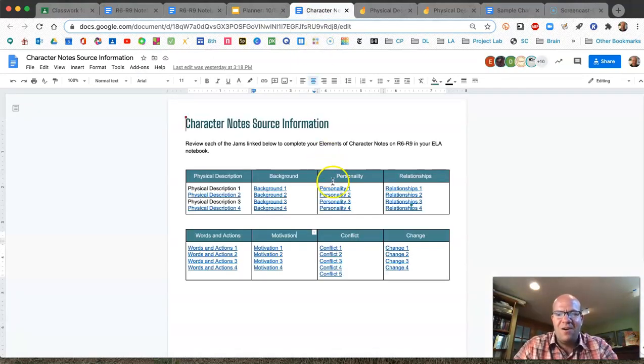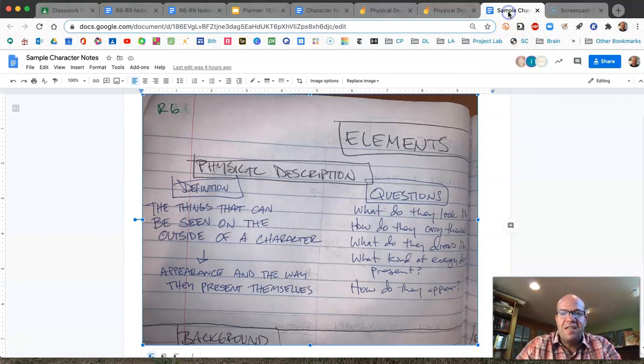Now, on yours, when you have 4 tabs open for personality, you don't have to write notes based on all 4. But I do want you to look at all 4. And when you look at them, what you're trying to figure out is what is the commonality here? They should all be saying generally the same thing because they're based on the same information. So when you look at the 4 jams for personality, you're really asking yourself, which one of these makes the most sense to me? That's the definition that you want to write down. And it's okay to write that word for word from someone else's. Okay? So the first part is the definition.